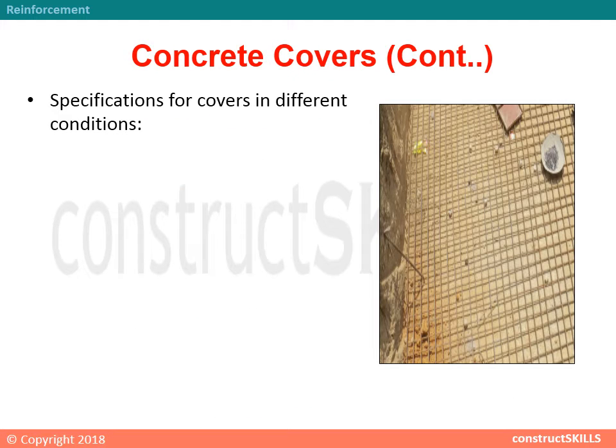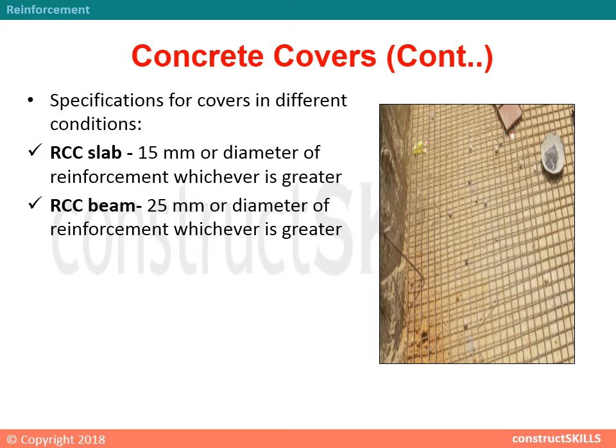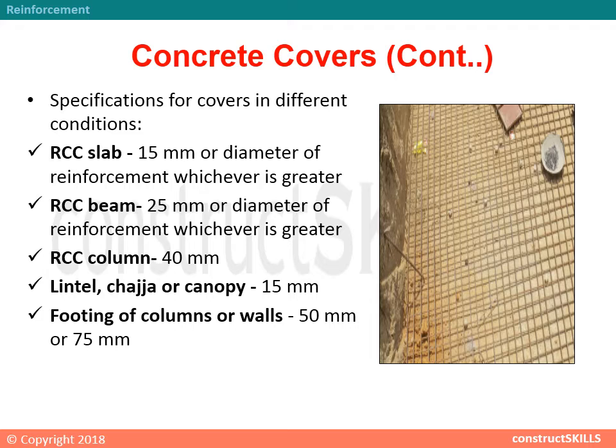Following are the specifications provided for different structural members. RCC slab, 15 mm or diameter of reinforcement, whichever is greater. RCC beam, 25 mm or diameter of reinforcement, whichever is greater. RCC column, 40 mm. Lintel, chajja or canopy, 15 mm. Footing of columns or walls, 50 mm or 75 mm.